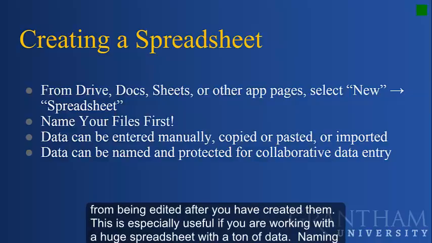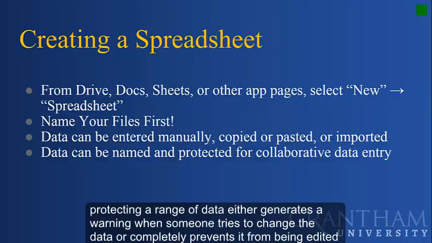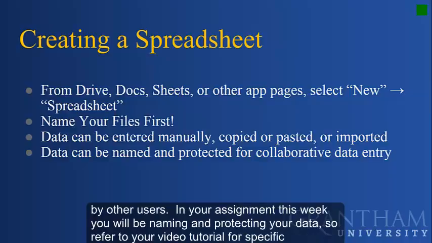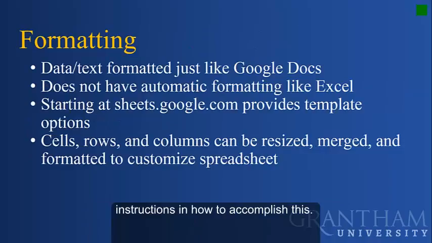This is especially useful if you are working with a huge spreadsheet with a ton of data. Naming a range allows you to click to immediately view that area of the spreadsheet instead of scrolling down and across thousands of rows and pages. And protecting a range of data either generates a warning when someone tries to change the data or completely prevents them from editing it with other users. In your assignment this week, you will be naming and protecting your data, so refer to your video tutorial for specific instructions in how to accomplish this.